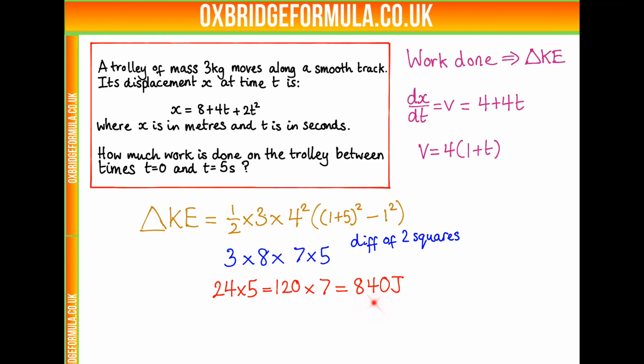Again, time is of the essence in these exams, so making sure calculations are as easy as possible is one of the most crucial skills that you can build on. So the answer is 840 joules is the work done. So this way we didn't need to do force times distance. We just saw its kinetic energy difference between the 2 points.